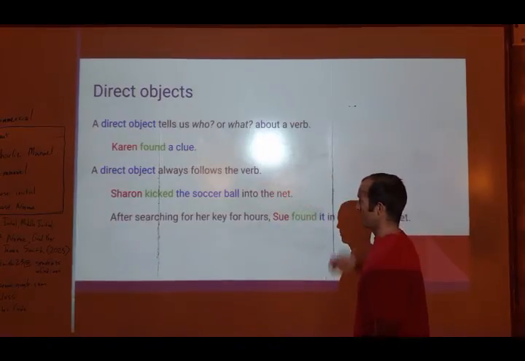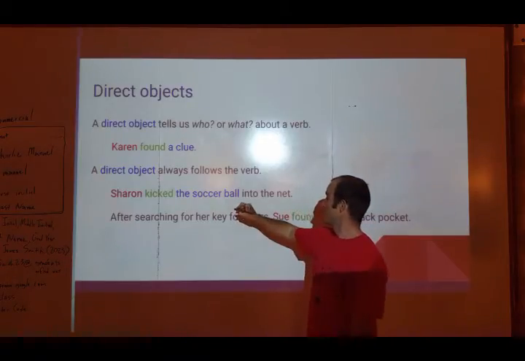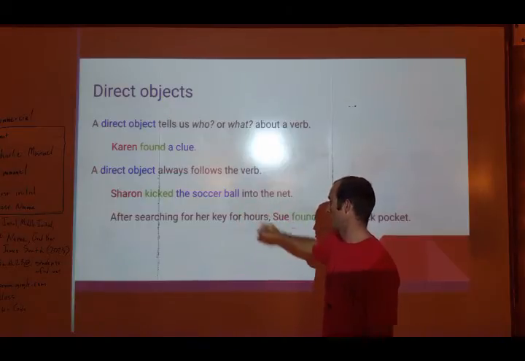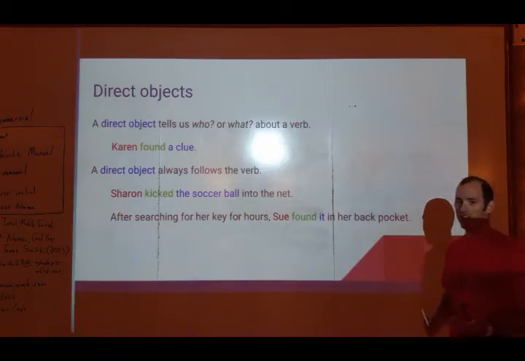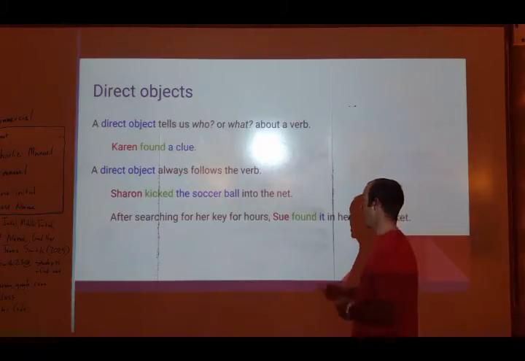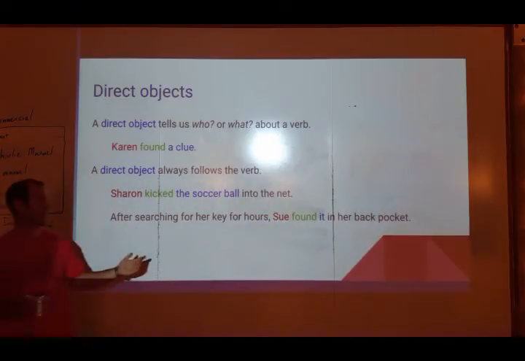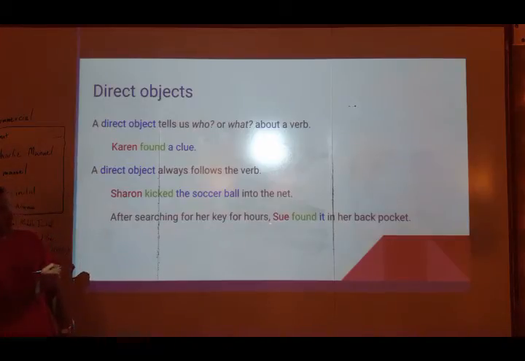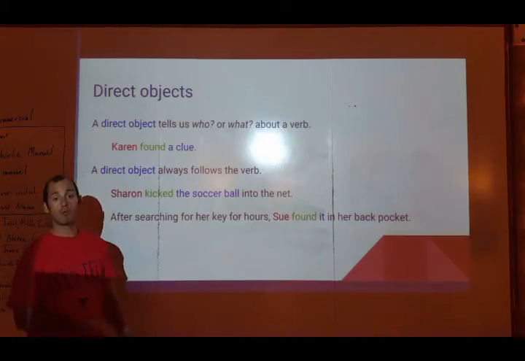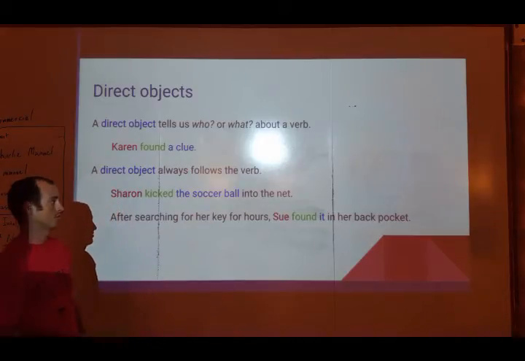Sharon kicked the soccer ball into the net. What is Sharon doing? She's kicking. What is she kicking? The soccer ball. This is kind of that same deal I was talking about earlier. Sometimes you're going to have all of your subjects and verbs at the middle of your sentence. In this case, you've got, after searching for her key for hours, Sue found it in her back pocket. Who is doing the finding? Sue. What did she find? What was found here? It. It was found.